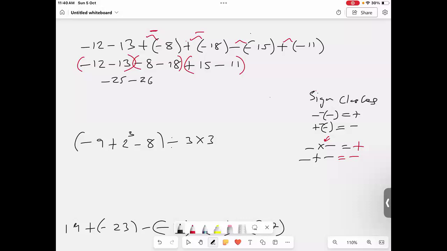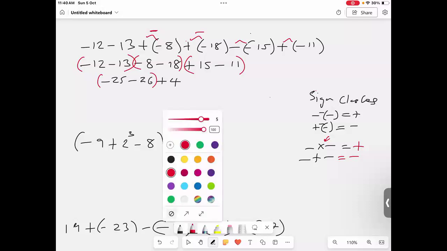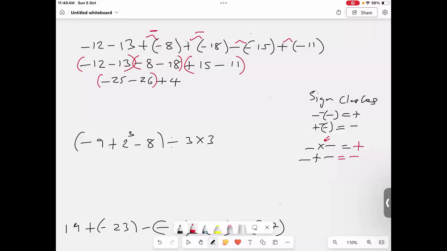And in the third bracket here, 15 take away 11 is obviously going to be positive 4, because you owe 11 and you have 15. If you pay the 11 that you owe, you're still going to have 4 left over. Creating another pair of parentheses here, we have negative 25 minus 26. Because there's no positive present, it means that you owe 25, you owe 26, so that's negative 51 plus 4.